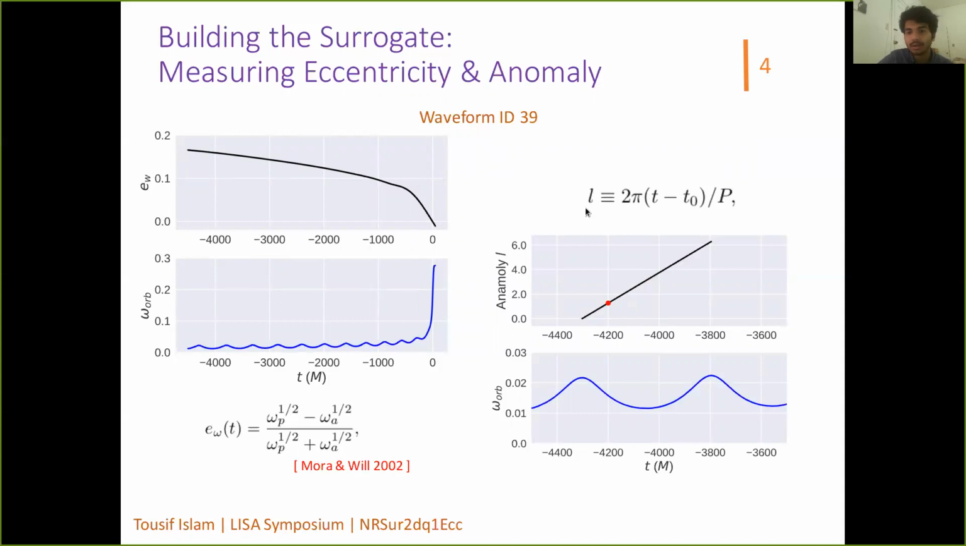Then we use the mean anomaly, defined as an extra phase incurred because of the presence of eccentricity in this system. The mean anomaly is a linearly varying function of time in between two different pericenters. And for our case here, we estimate both the eccentricity and the mean anomaly at a particular reference time, minus 4200 M before the merger.